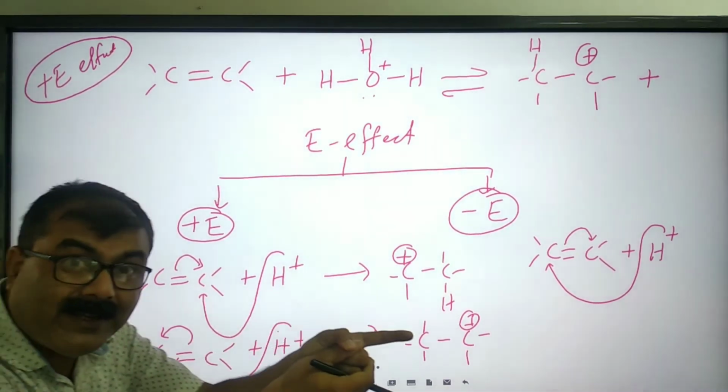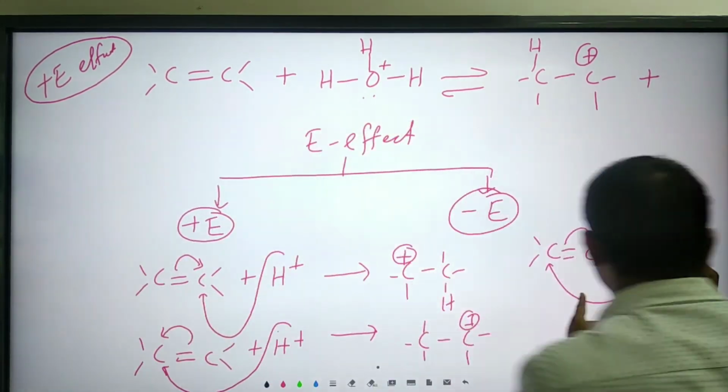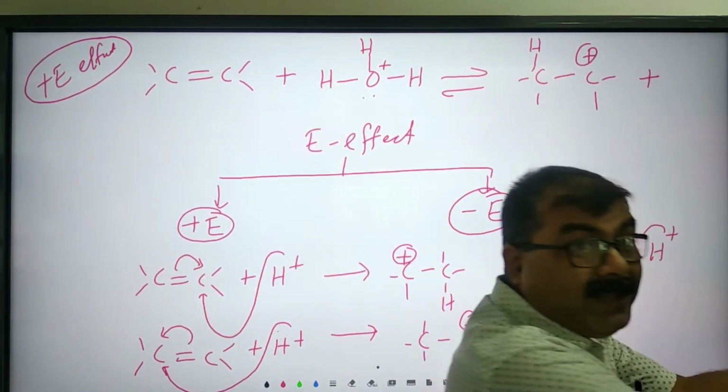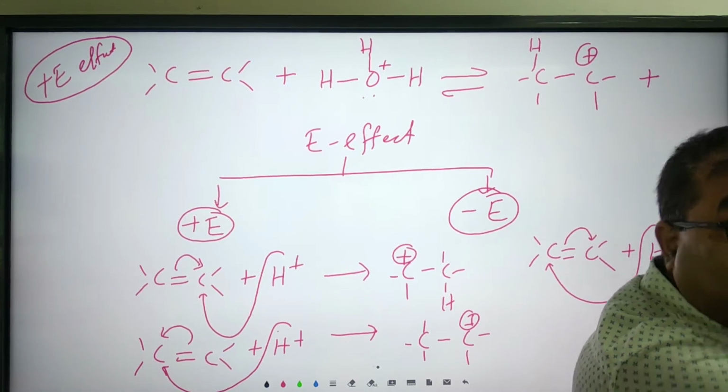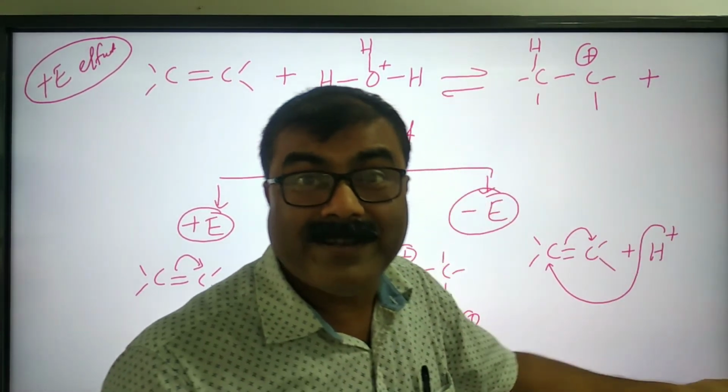Understood? The pi electron is taking the positive attitude, that is plus E. Here the pi electron is taking negative. He is attacking here, and the pi electron is running away. When the attacking reagent attacks, the pi electron is running away. This is negative. Like that you can remember.